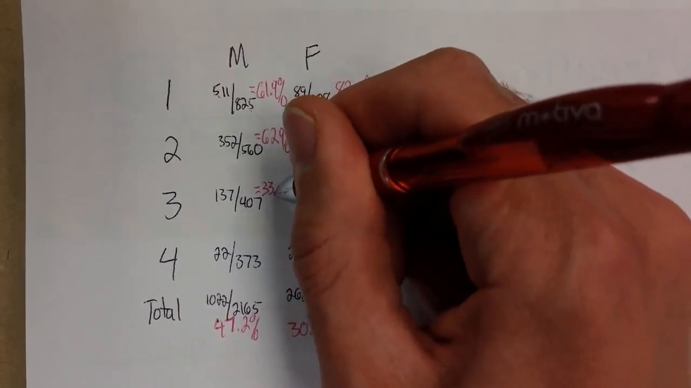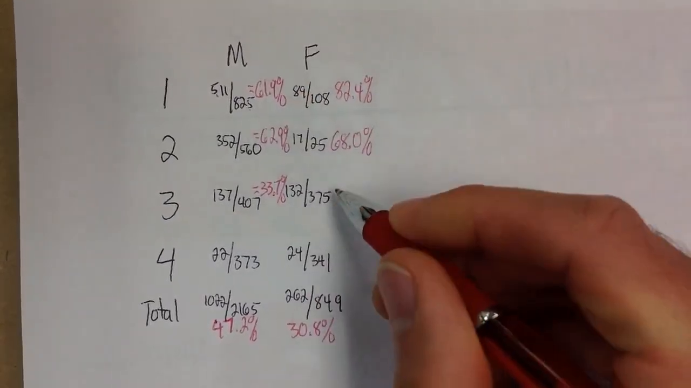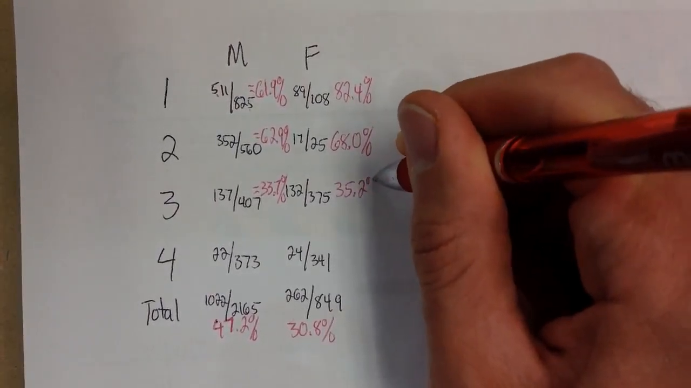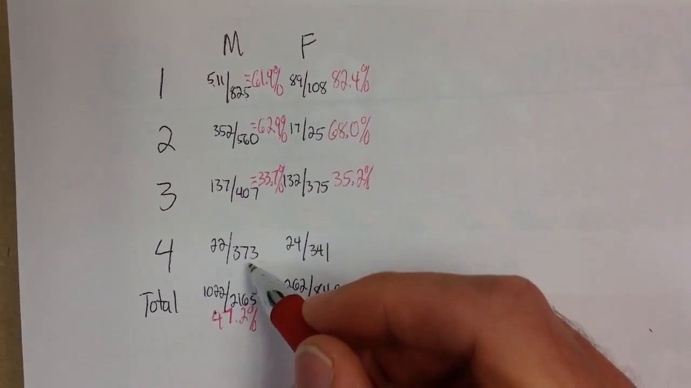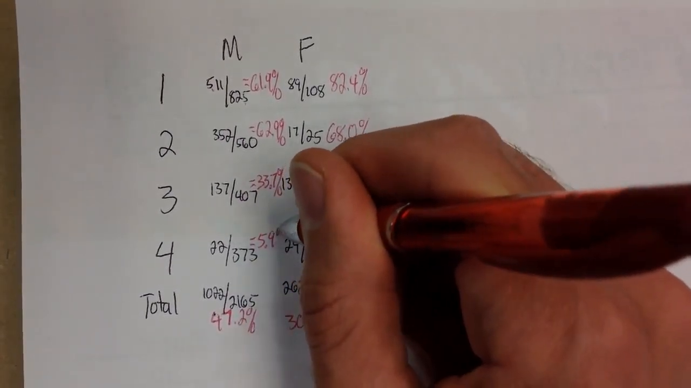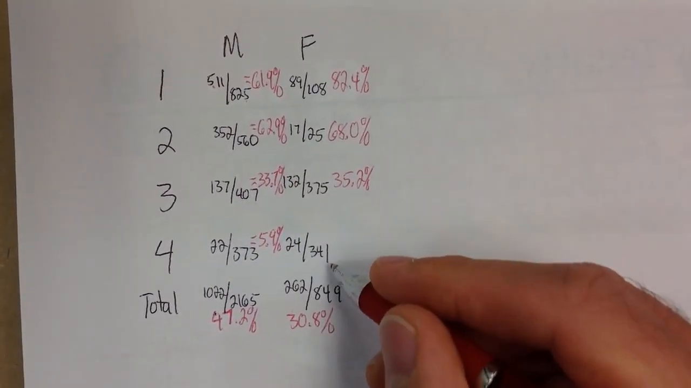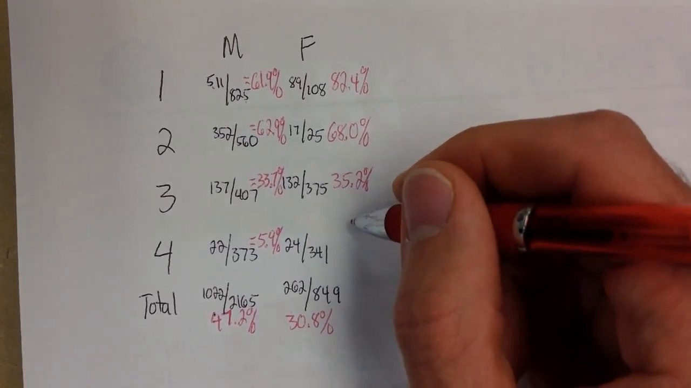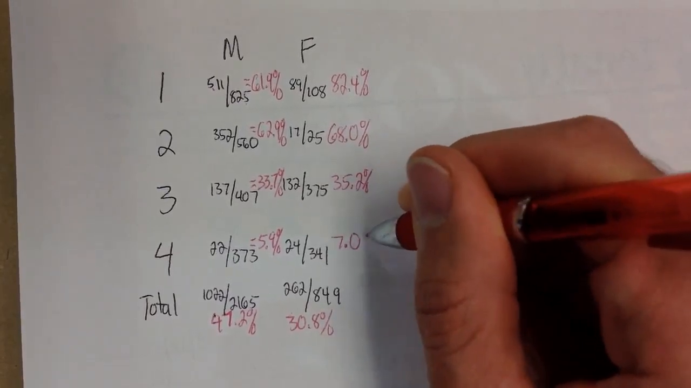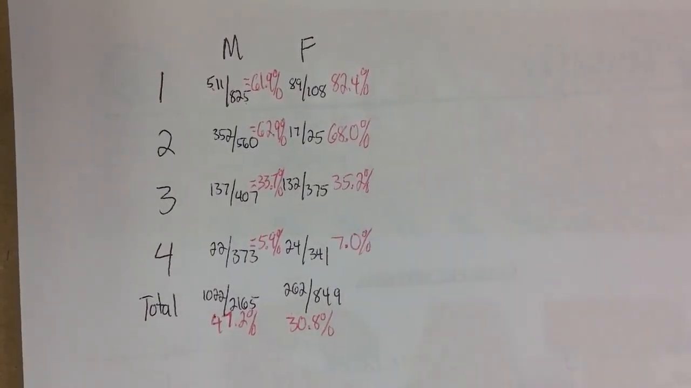Okay. Males program 3? 33.7. And females in program 3? 35.2. Males in program 4? 5.9. And females in program 4? 7.4. Interesting, right?